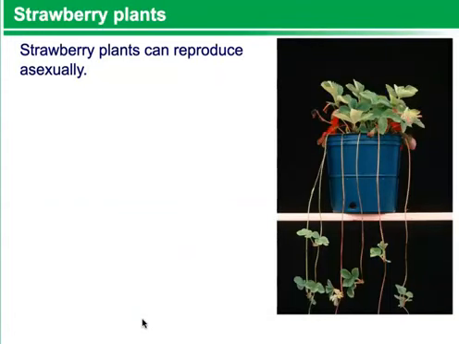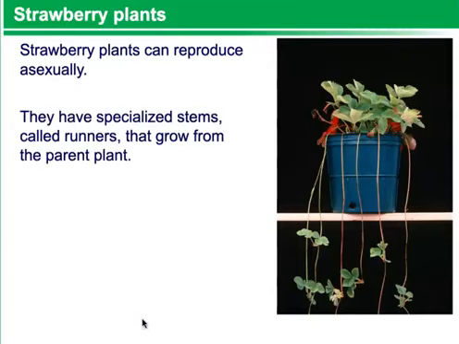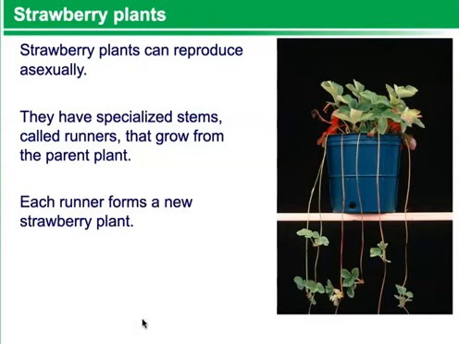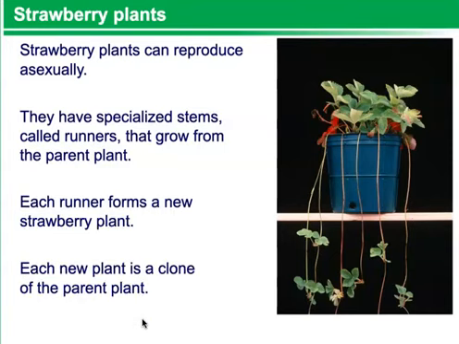Strawberry plants. Strawberry plants can reproduce asexually. They have specialized stems called runners that grow from the parent plant. Each runner forms a new strawberry plant, and each new plant is a clone of the parent plant, meaning that they're genetically identical to the parent plant.